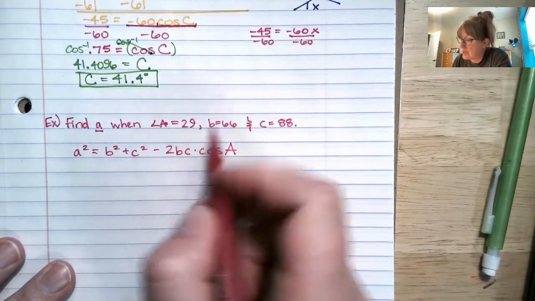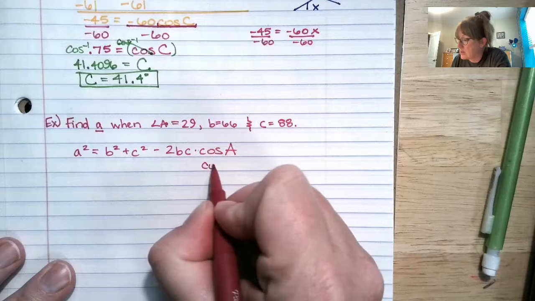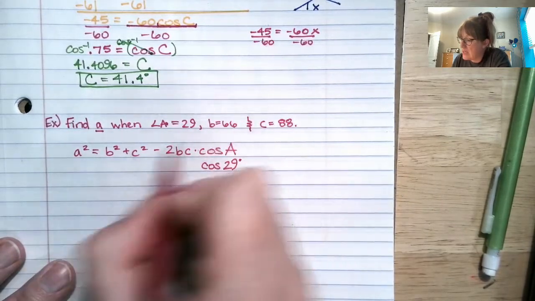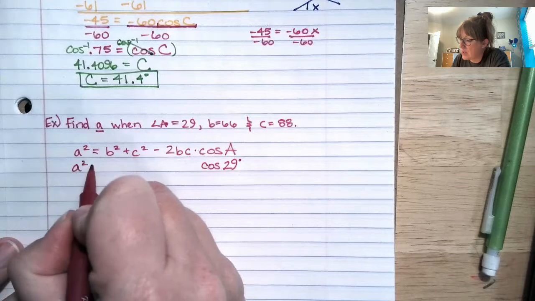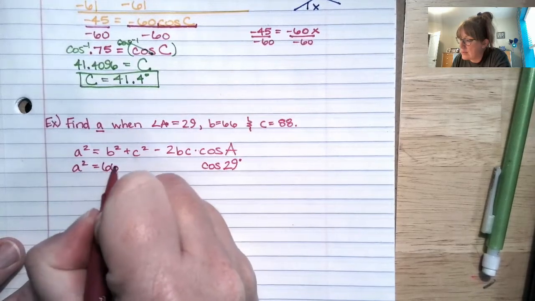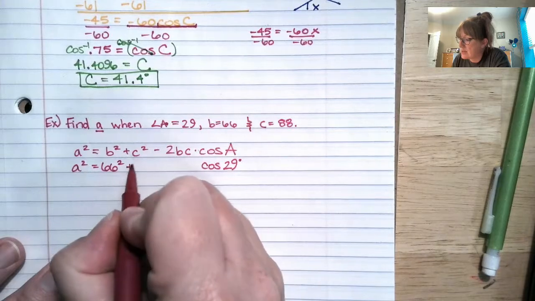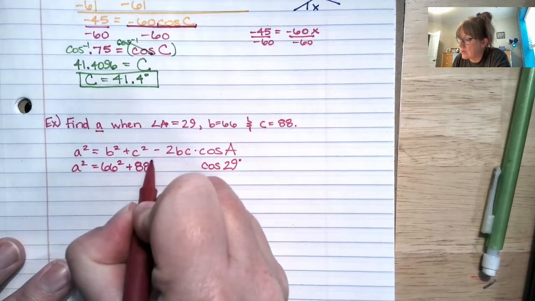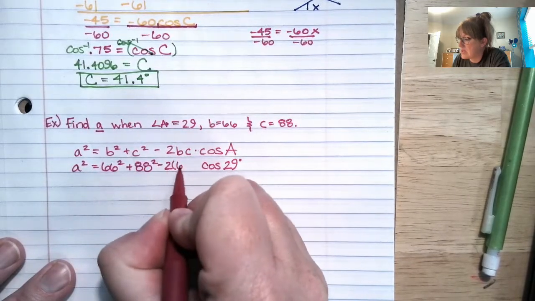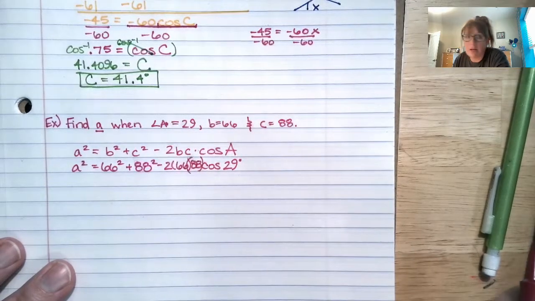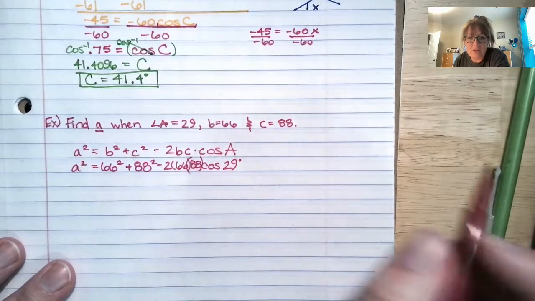So we have A is 29 degrees. So we get cosine of A, which is 29 degrees. B, we don't know what A is. We'll put that in there. B is 66, so 66 squared. Plus C is 88 squared, minus 2 times 66 times 88. All right. So let's start plugging this in.